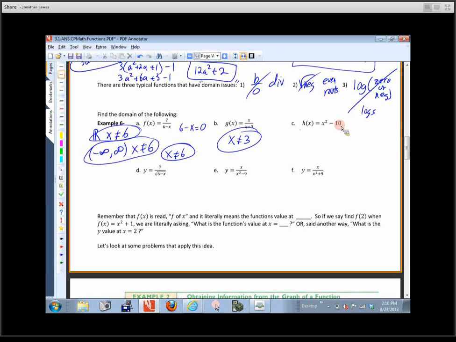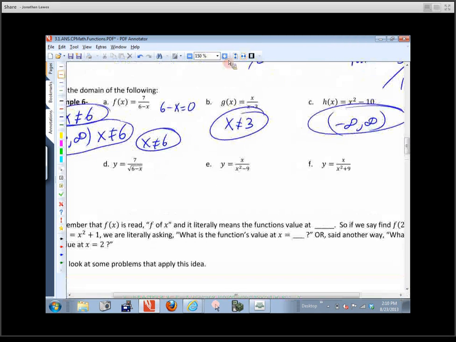We've got about 20 people here. You could pick 20 different numbers, and every one of them is going to be okay if we plug it in. So this is going to be all real numbers. Again, I like interval notation, so maybe writing it like that. If you want to say all reals, write the symbol for all reals or something like that, that's okay. Okay, any questions?